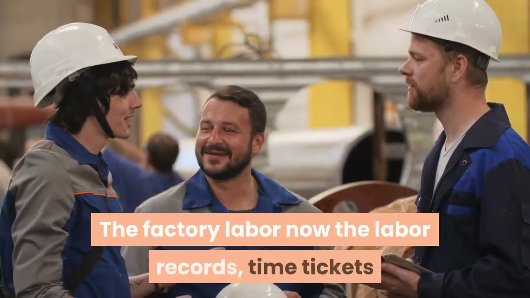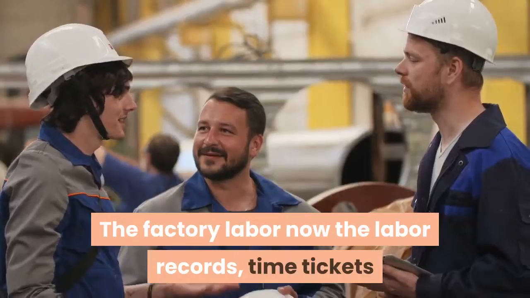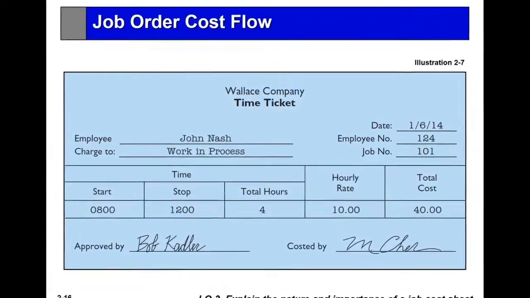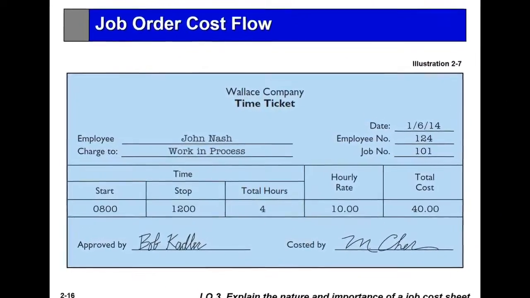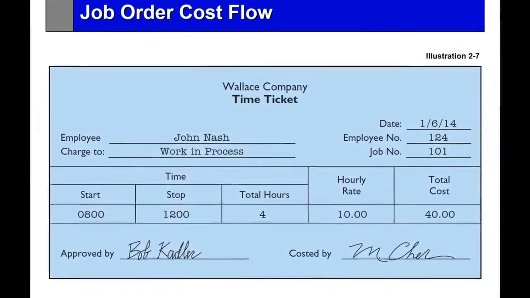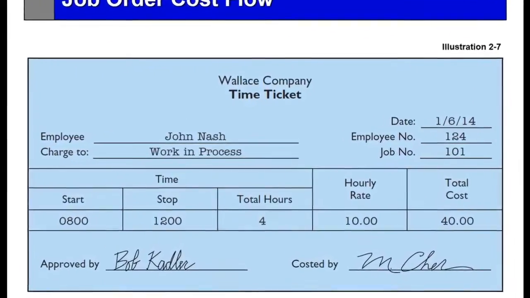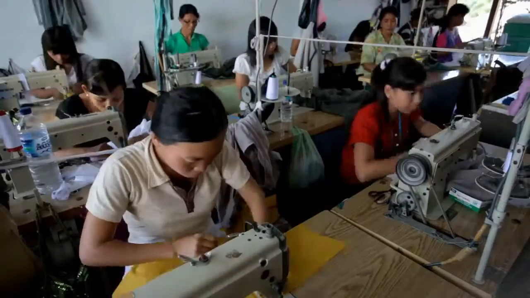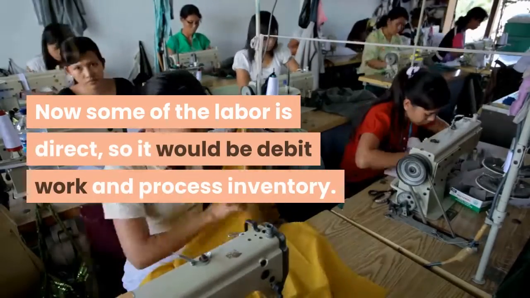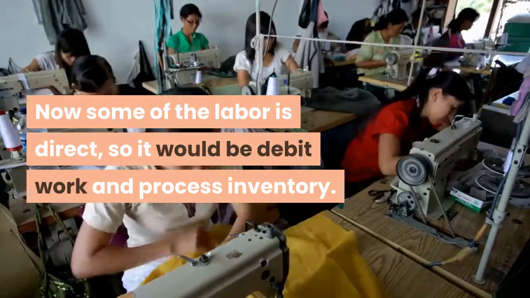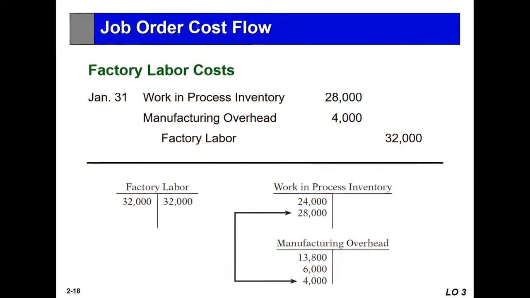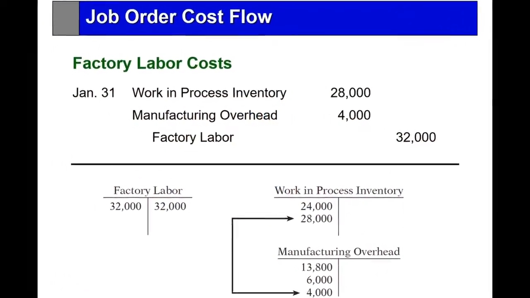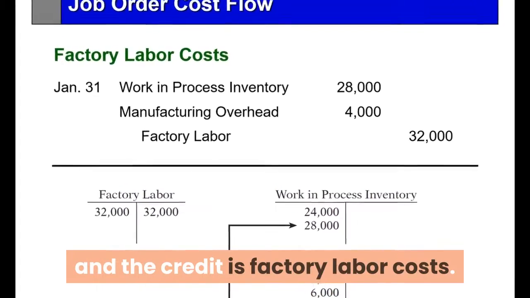The factory labor: the labor records time tickets, prepared on the work that they followed. So this is a person's time ticket: 4 hours on a job, hourly rate, and so on. Therefore, the accountant would make the journal entry. Some of the labor is direct, so it would be debit work in process inventory. Some is indirect, so it would be debited to manufacturing overhead, and the credit is factory labor costs.